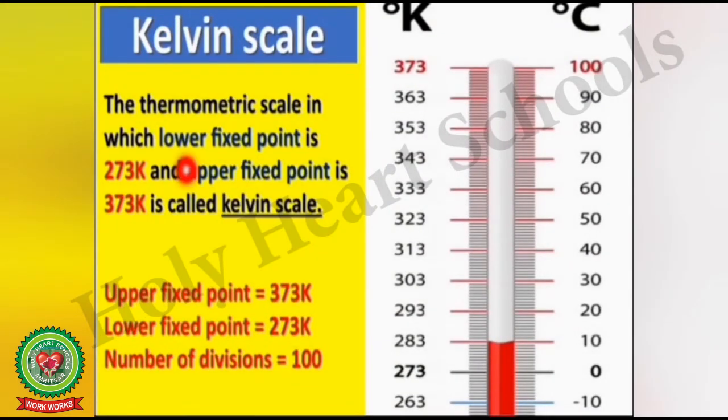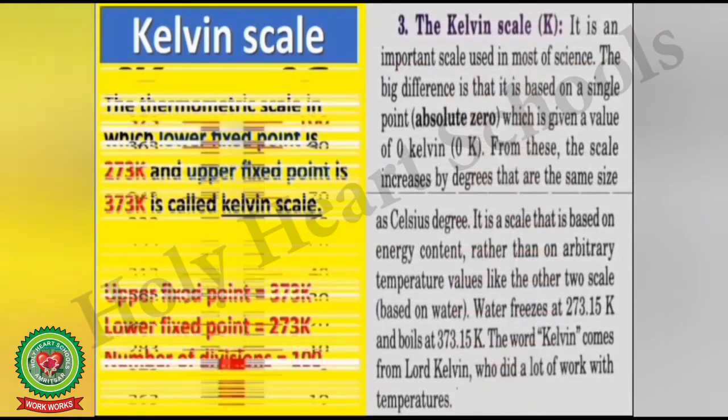Students, the thermometric scale in which lower fixed point is 273 and the upper fixed point is 373 Kelvin is called Kelvin scale. There are total 100 divisions between the lower fixed point, that is 273 Kelvin, and the upper fixed point, that is 373 Kelvin. Let's read the topic from book for better understanding.